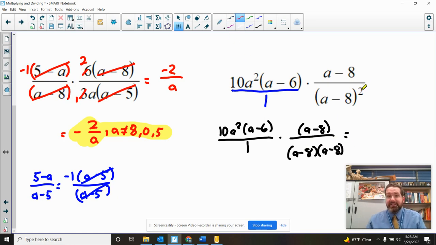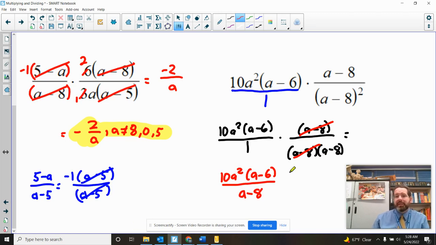If I take the a minus 8 squared and write it as a minus 8 times a minus 8, I think you can see that, yeah, one of those can reduce with one of those. But that's it. Nothing else reduces. I would need another a minus 8 on the top somewhere, and we don't have one. So my final answer this time is going to be the 10a squared and the a minus 6 on the top. And on the bottom, we've got this factor of a minus 8 still around.